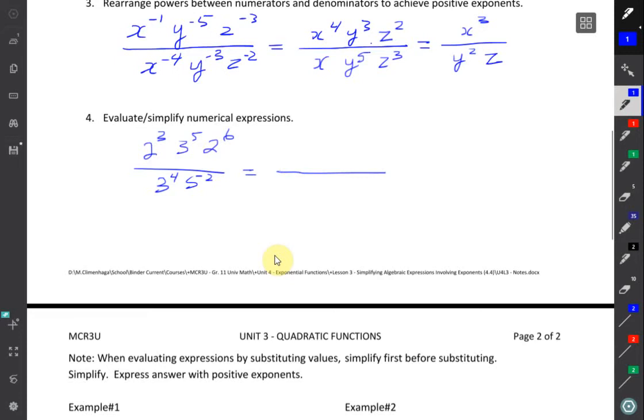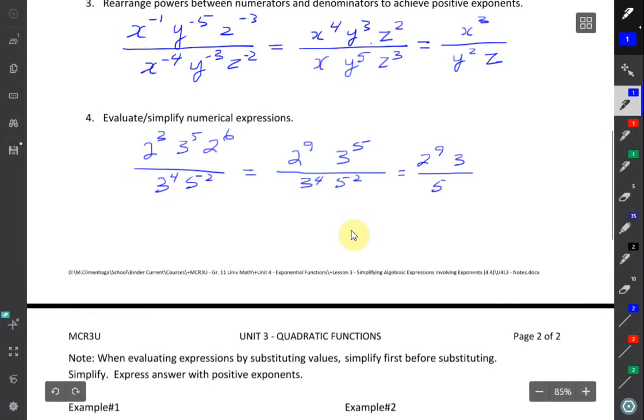So similar to what we do with the variable powers, 2 to the 3 times 2 to the 6, that's a total of 9 2's being multiplied, and 3 to the power of 5. And there's no simplification in the denominator, so 3 to the power of 4 and 5 squared. And now we're just going to simplify first. We can simplify these powers with a base of 3. So we'd end up with 2 to the 9, and then 3 to the exponent of 1, which is just 3, and a 5 squared.